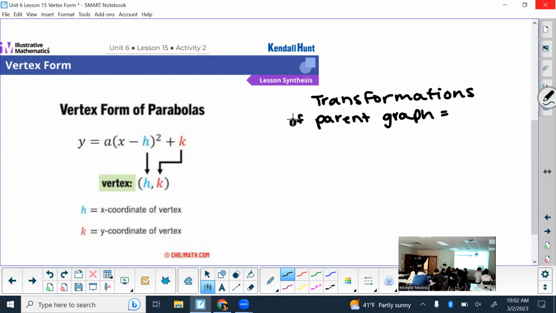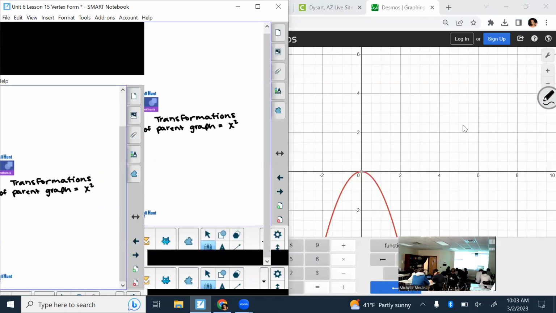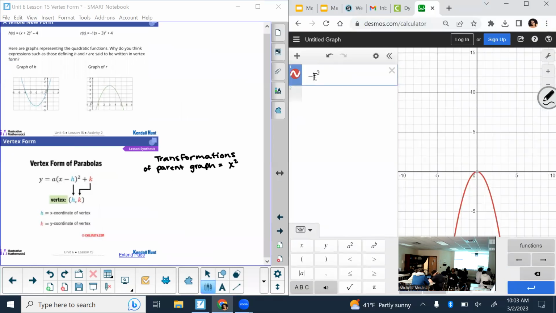What's the most simple quadratic function I could have? X squared, good. So anything that is done to that X squared graph, you can really see in vertex form. So that's another pro of it. I think you have 2 questions about that on your test. So let's show you in Desmos. I think that's easy. So here's my parent graph, X squared. Let me move it 1 down actually.